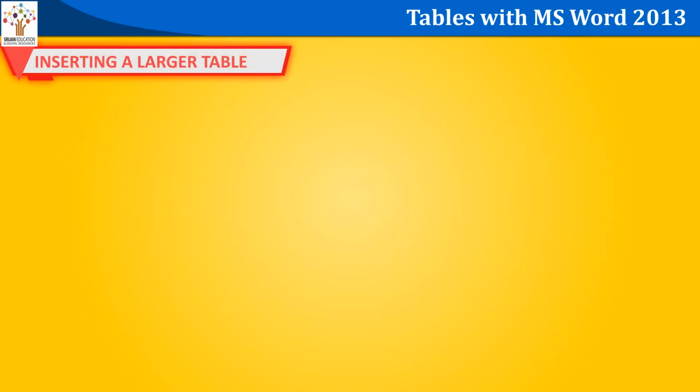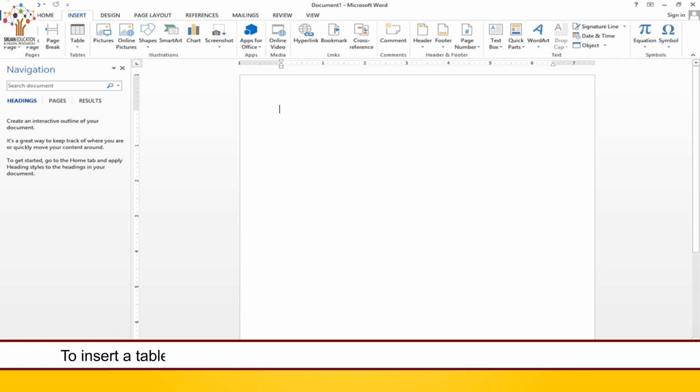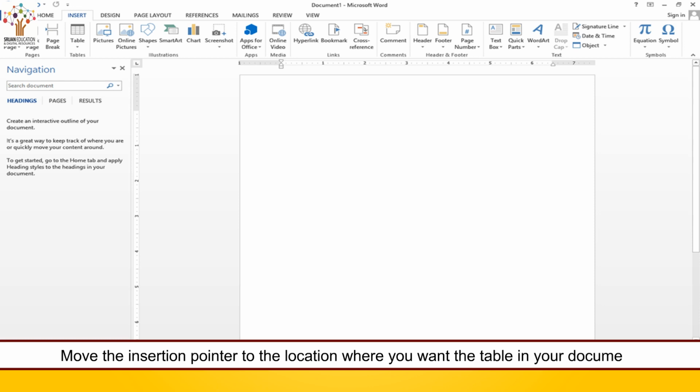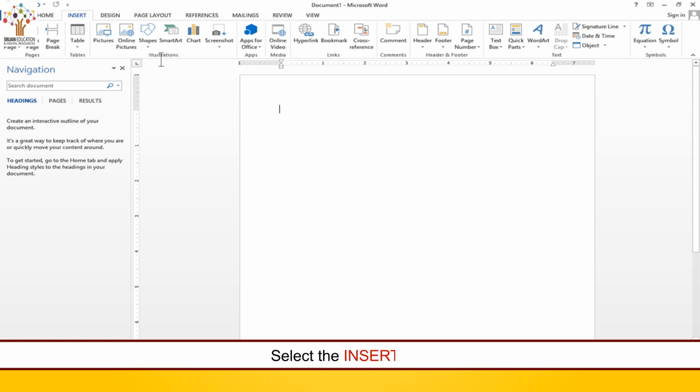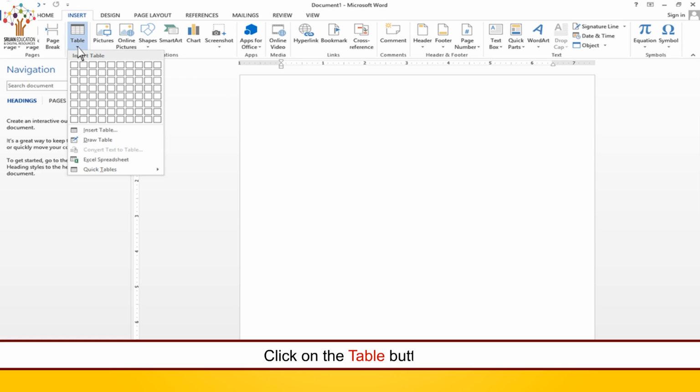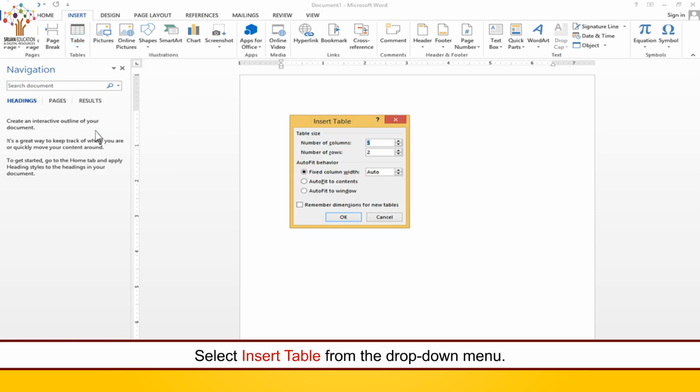Inserting a larger table. To insert a table that contains more than 10 columns and 8 rows, follow these steps. Move the insertion pointer to the location where you want the table in your document. Select the Insert tab. Click on the Table button. Select Insert Table from the drop-down menu.